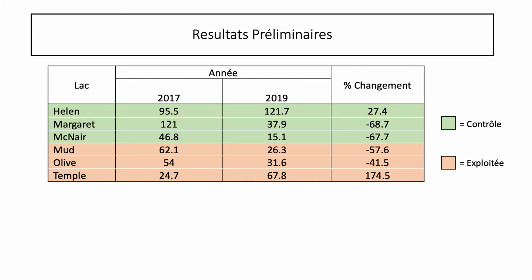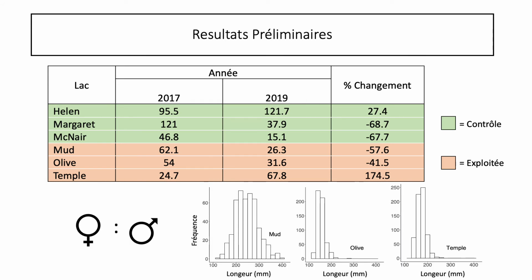As you can see, both the control and the harvest lakes varied in their responses, and there is no obvious trend in effective size changes. This is likely due to the fact that each of these lakes had a different starting condition, such as differing sex ratios or a variance in body size, which likely influenced how they responded to harvest.